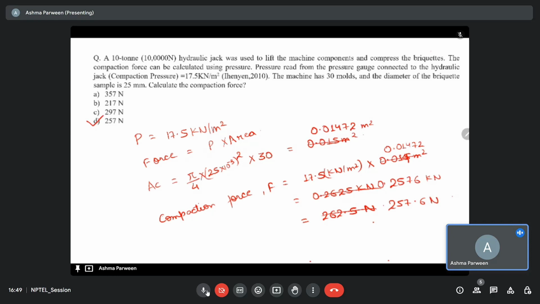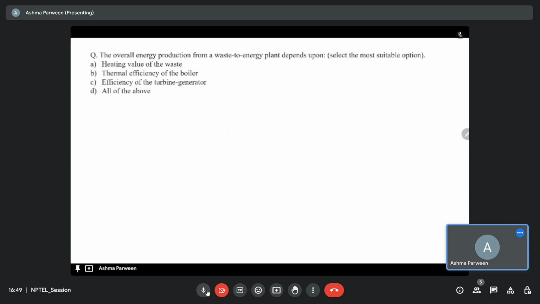So let's move to the next question. The question is, the overall energy production from a waste to energy plant depends upon, select the most suitable option. A, heating value of the waste, B, thermal efficiency of the boiler, C, efficiency of the turbine generator, or D, all of the above. So I'll give you all 2 minutes. Just take your time and write the correct option in the chat box.